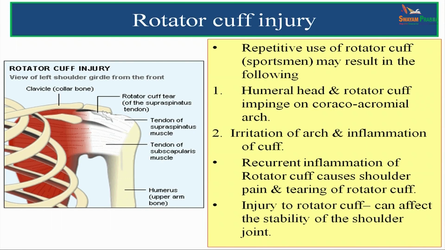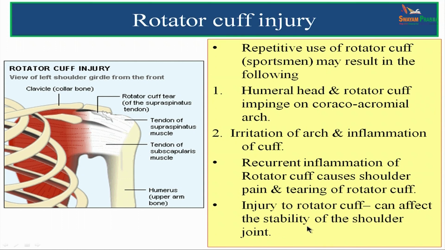Rotator cuff injury. Repetitive use of the rotator cuff, as in the case of sportsmen, may result in an injury to the rotator cuff. This results in the humeral head and rotator cuff impinging on the coracoacromial arch. So when something is constantly impinging or rubbing against the arch, it can become irritated, and this further results in inflammation of the rotator cuff. Recurrent inflammation of the rotator cuff causes shoulder pain and tearing of the rotator cuff.